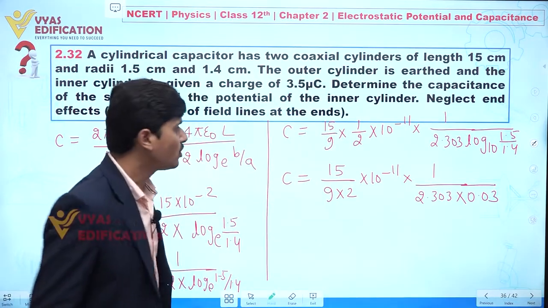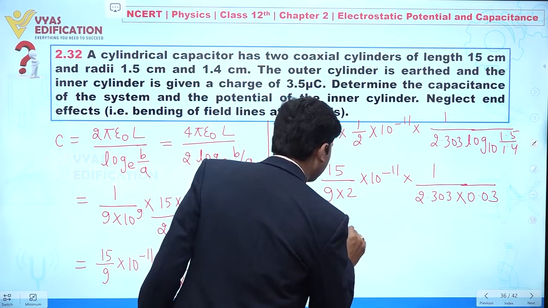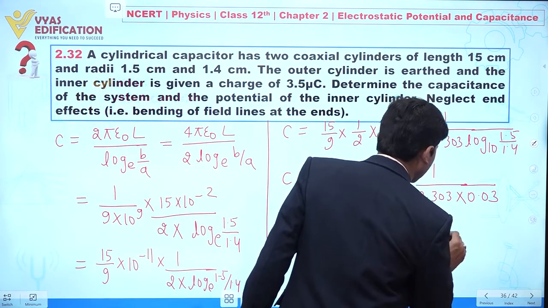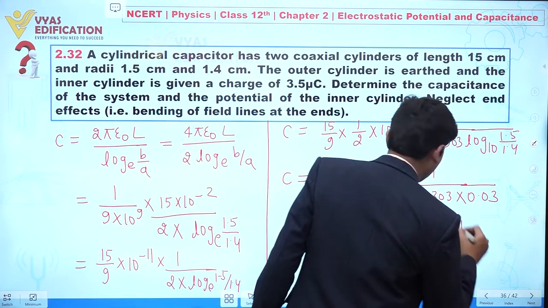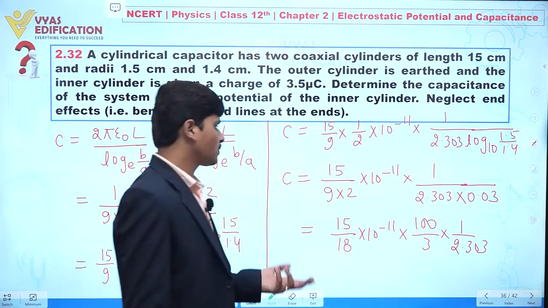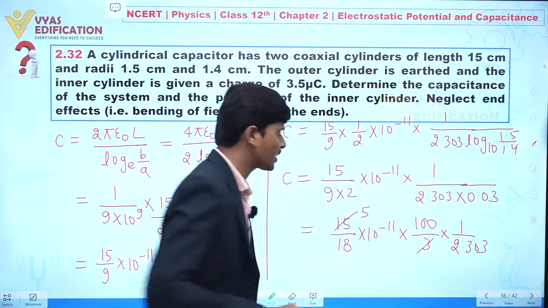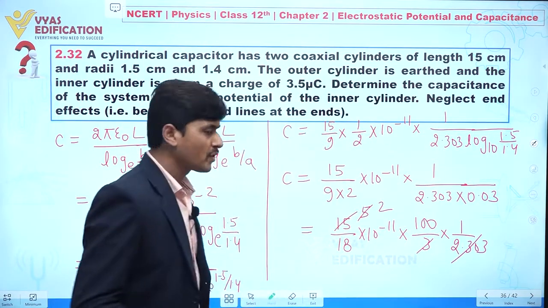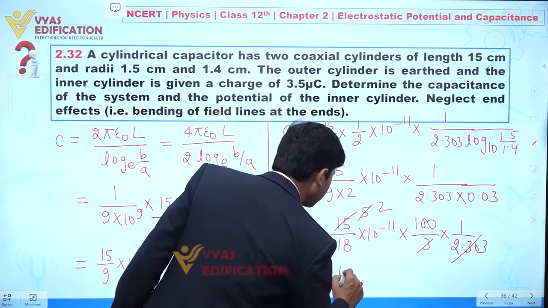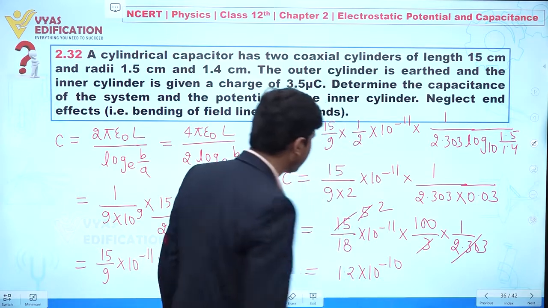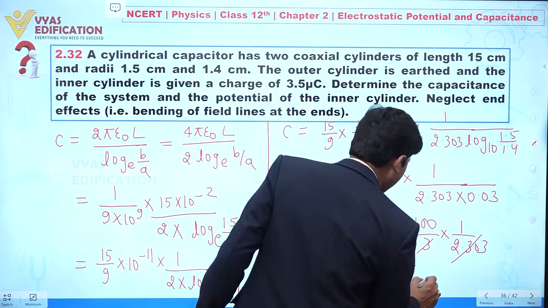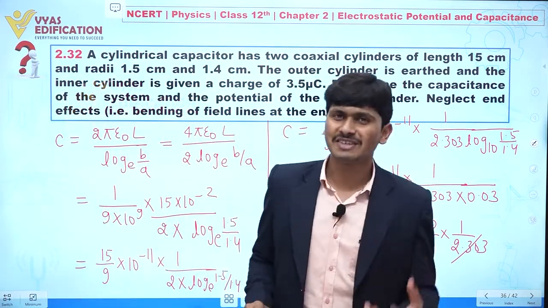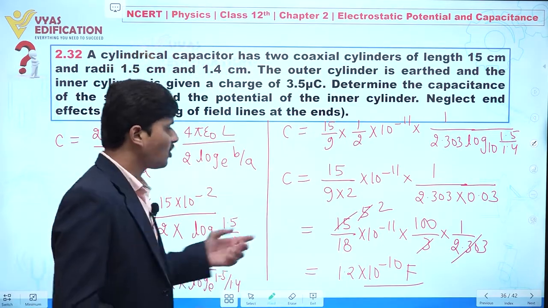Clear to everyone? So now this is equal to 15 by 18 into 10 to the power minus 11, and this is 100 by 3 into 1 upon 2.303. Now we can do an approximate calculation. If you solve it, you will find approximately 1.2 into 10 to the power minus 10, and the value will be in farad. So this is the value of capacitance of the cylindrical capacitor according to the given question. This is the value of capital C.